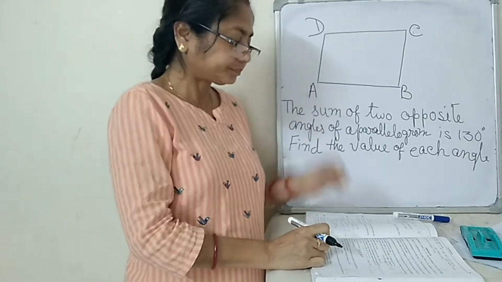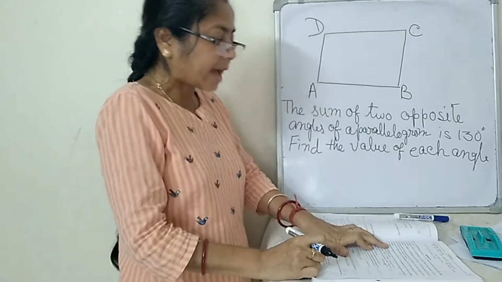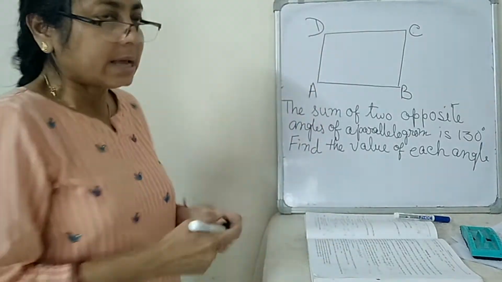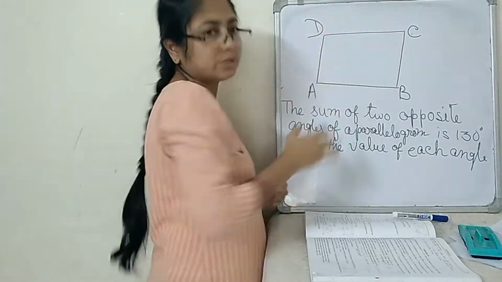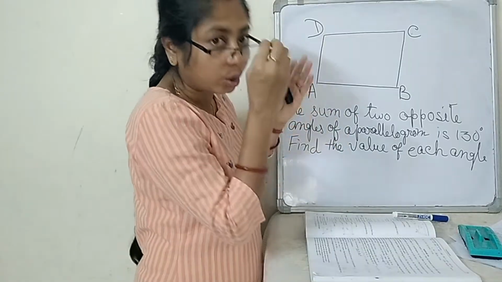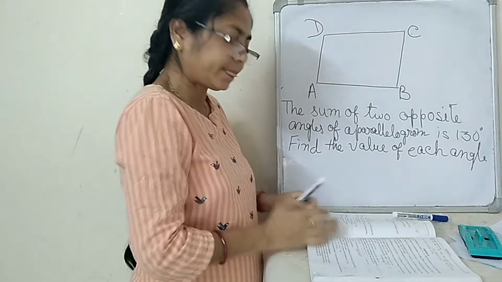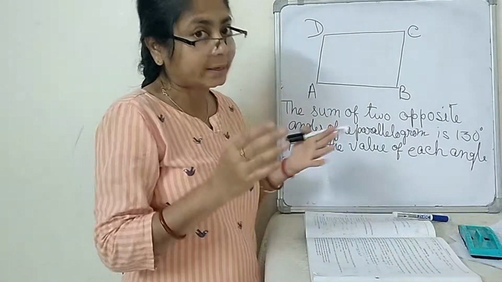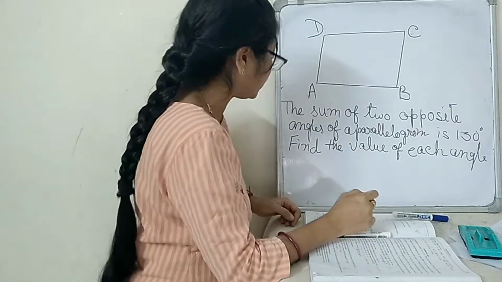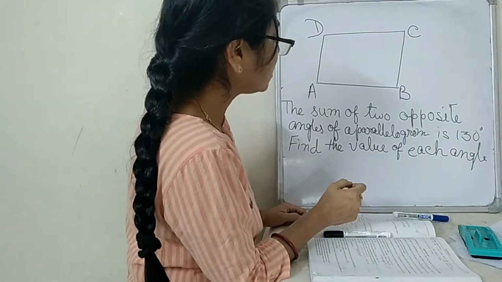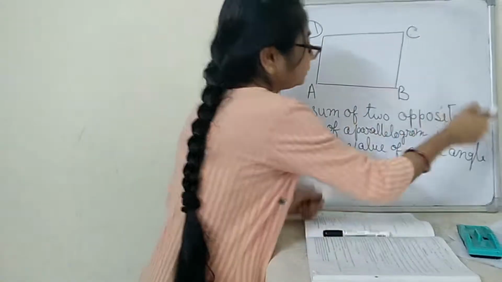Okay? What is the question? The sum of two opposite angles. One of the main properties of the parallelogram is that the two opposite angles are always equal. But their sum is not 180 degrees. Here, what is the twist? They are telling the value of the sum of the angles is 130 degrees.